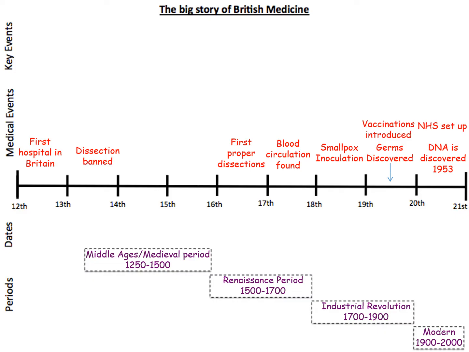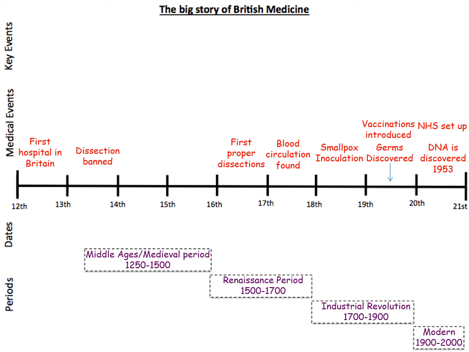Blood circulation was discovered by a man called William Harvey in the 17th century or 1600s. Smallpox inoculations were first tried in the 18th century, and these aren't quite the same as vaccinations. This is where you get a weakened form of smallpox, but you might catch the real thing.